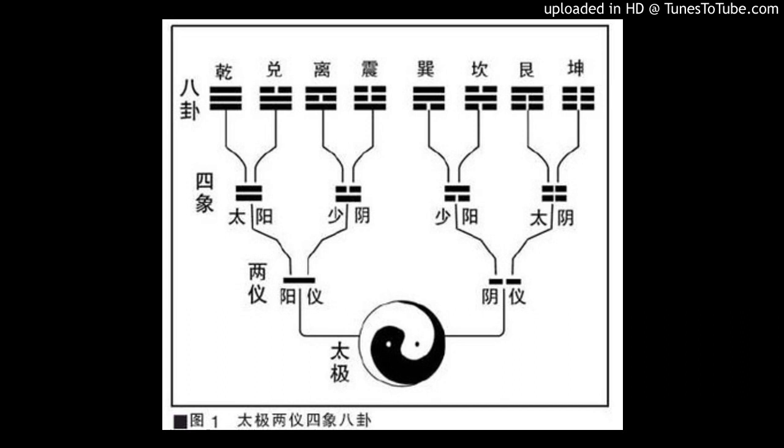Okay, we now turn to the second trigram. The second trigram is developed from the first of the 4 images, 太阳. When we put the yin line on top of the 太阳, it becomes the second trigram, 兑卦. 兑 also has 2 meanings, one abstract, one symbolic. For abstract meaning, it means joyfulness. Okay, means happiness.